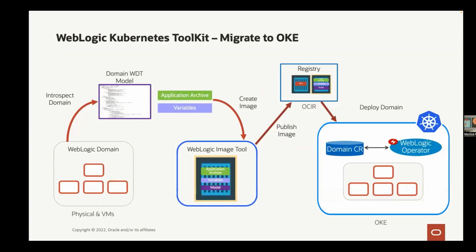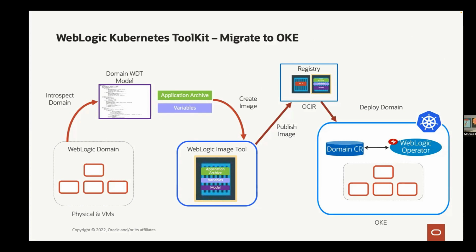The tools in the toolkit help us take a domain that might be running in physical and virtual machines. We would use a WebLogic Deploy Tool to introspect that domain and application, which creates a WDT model and application archive. The image tool then creates an image that contains this WDT model and application archive. We call this image the application image or auxiliary image.